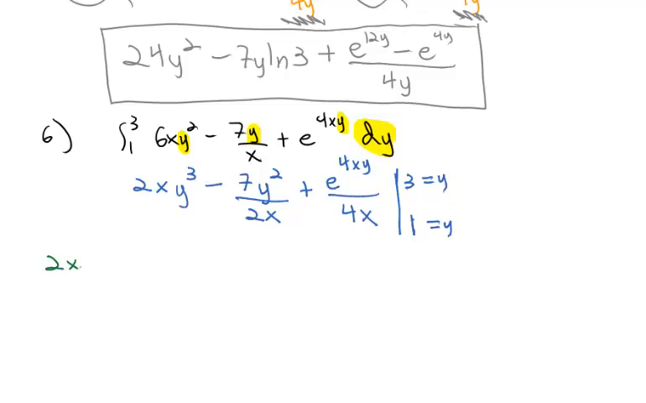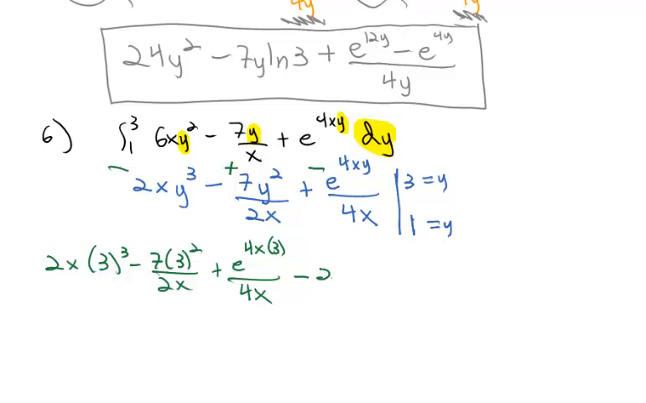So we have 2x times y, which is 3 cubed, minus 7y, which is 3 squared, over 2x, plus e to the 4xy, which is 3 over 4x. And then we're going to subtract, so all of our signs are going to switch. We have minus 2x times y, which is 1 cubed, plus 7y, which is 1 squared, over 2x, minus e to the 4xy, which is 1 over 4x.